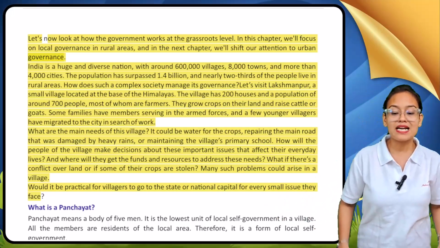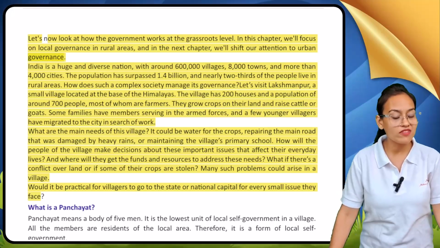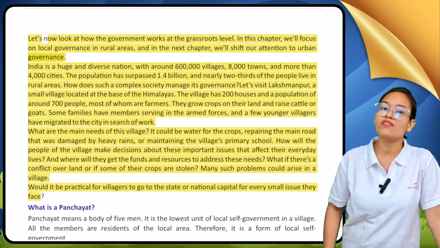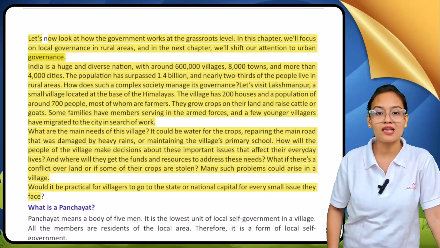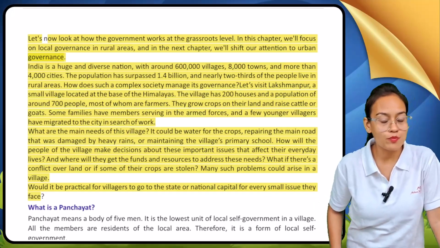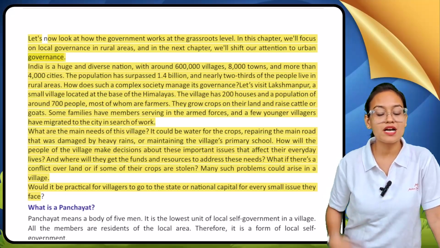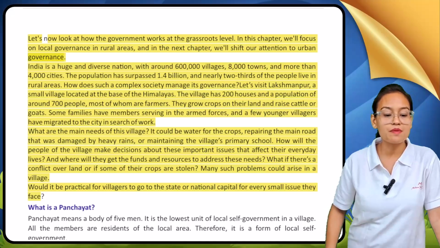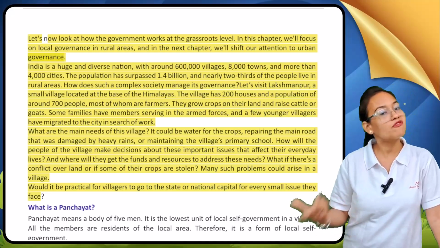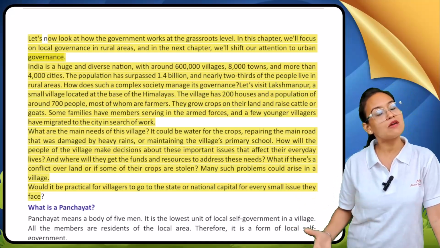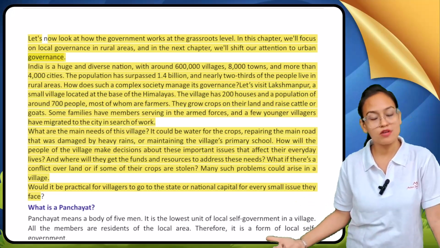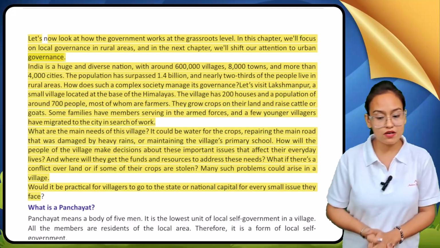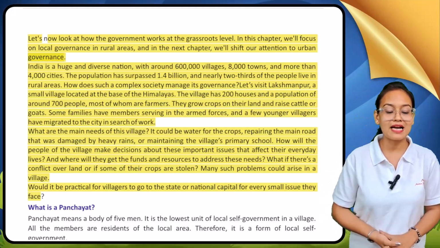Let's visit Lakshmanpur, a small village located at the base of the Himalaya. Here we are taking the example of a small village located at the base of the Himalayan mountains, named Lakshmanpur. In this village, there are 200 houses, and a population of about 700 people live here, and most of them are farmers. If I'm talking about a village, it means I'm talking about agriculture. They grow crops on their land, and they rear cattle or goats.